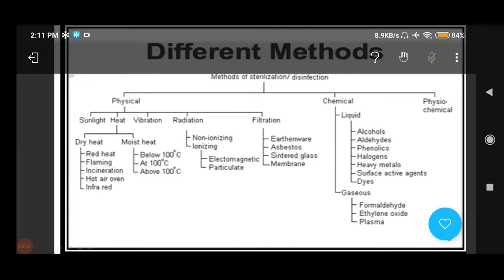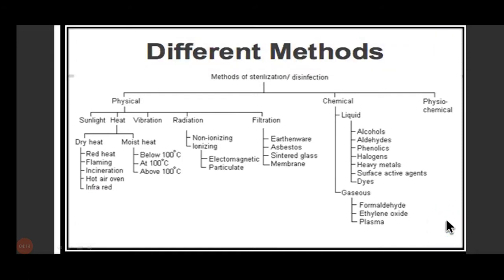We have different methods of sterilization and disinfection, which include physical, chemical, and physiochemical methods. These are the broad differentiations of the methods. In physical methods, we are using a physical form of energy to disinfect or sterilize a particular entity. It includes sunlight, heat, vibration, radiation, and filtration. Heat can again be of two types, dry heat or moist heat. In dry heat, we have red heat, flaming, incineration, hot air oven, and infrared radiation. Moist heat is differentiated on the basis of temperature. You can have a temperature below 100 degrees Celsius, at 100 degrees Celsius, or above 100 degrees Celsius.